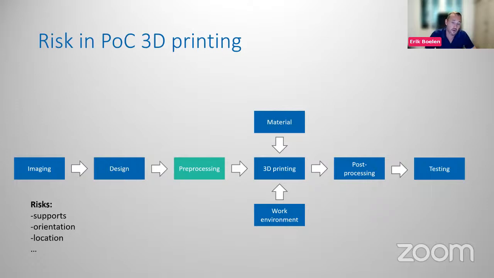Orientation in your build will also affect the accuracy and the surface quality, among others. Location in the build is even important. Printers usually print more accurate in the center.